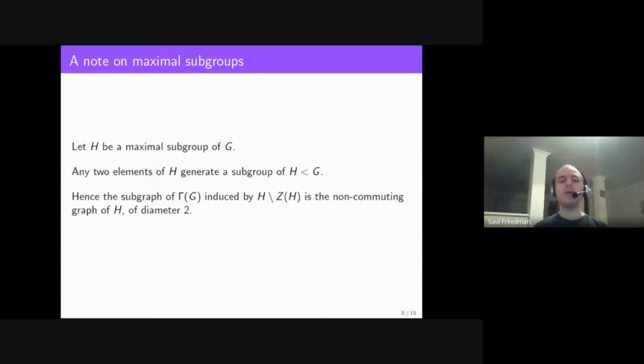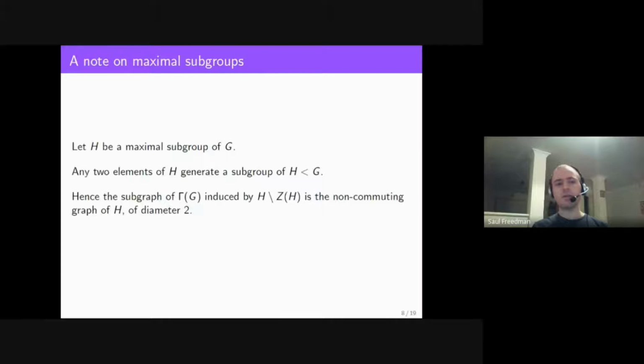And so this means whenever we have 2 vertices in gamma of G that are non-central elements of a maximal subgroup H, we know there's a path of length at most 2 in gamma of G joining those 2 elements. So this is a very useful result when looking at the diameter of gamma of G. And note that this, of course, holds for any proper subgroup of G, not just maximal subgroups, but it's most useful to consider maximal subgroups because this allows us to consider as many elements at one time as possible.